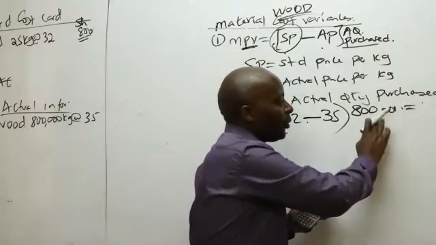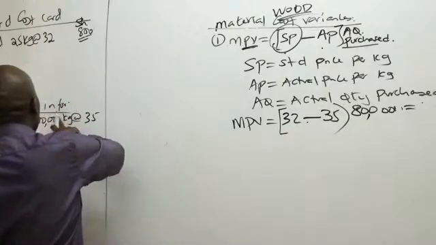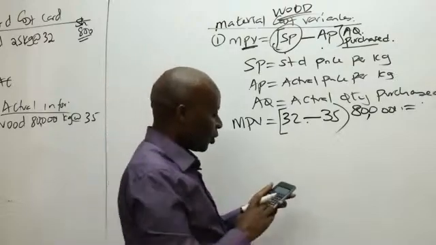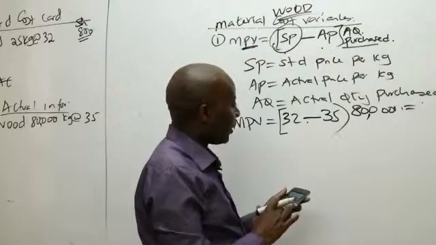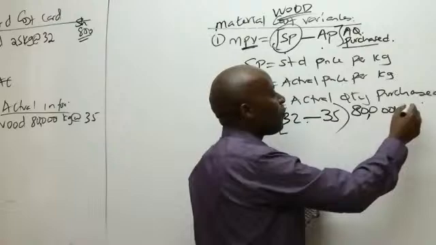Yeah, I'm able to see. I was looking at this from my distance. This is supposed to be 80,000. Please do that correction, everybody. So repeat again. 32 minus 35 gives me minus 3, times 80,000, which will end up giving me 240,000 negative.